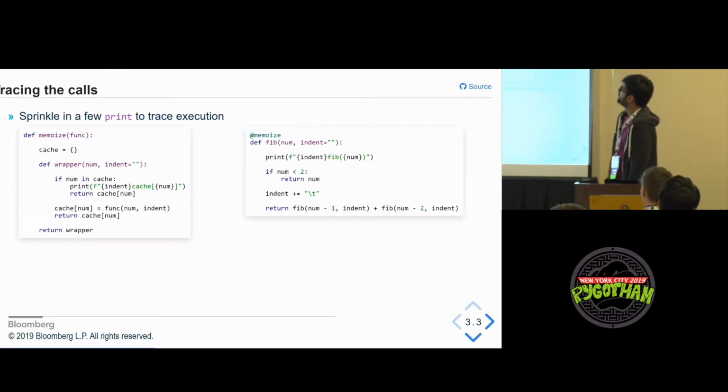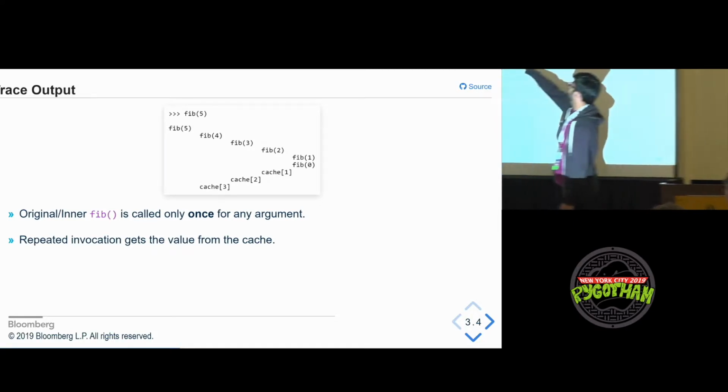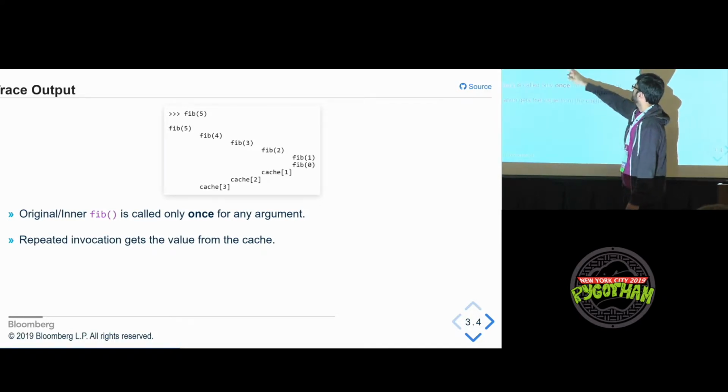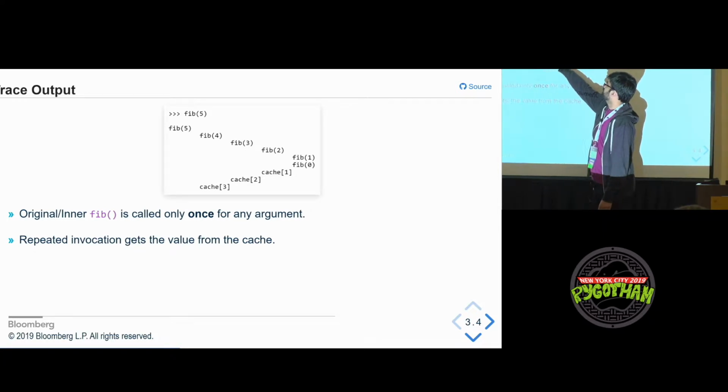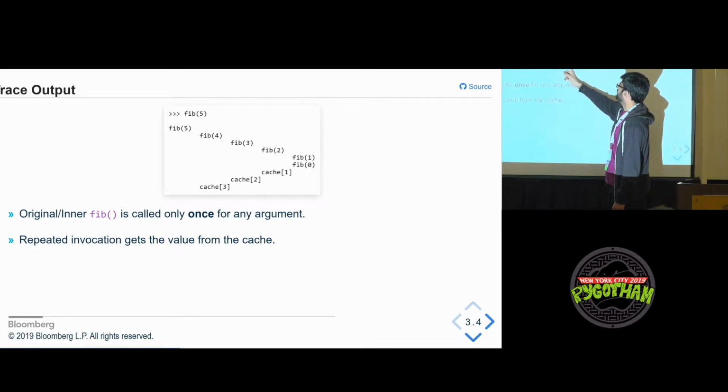So here I've just sprinkled in a few print statements to show you what's going on. The logic hasn't changed. And now when I try to calculate the Fibonacci of 5, it recursively wants to calculate the Fibonacci of 4, 3, 2, 1, 0. And the next time here, when it wants the Fibonacci of 1, it goes to the cache.